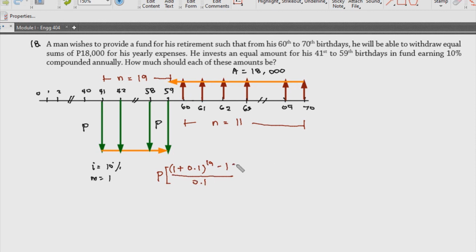Okay, so this is your P and this should be equated to lahat ng mga dapat mong ma-receive in the future. So that is 18,000 kasi diba 18,000 yung nakukuha natin, and then ito is pabalik from this 59th period. So this gives us something like 1 minus kasi pabalik tayo ng annuity. So that is 1 plus 0.1 raised to negative 11 divided by 0.1.